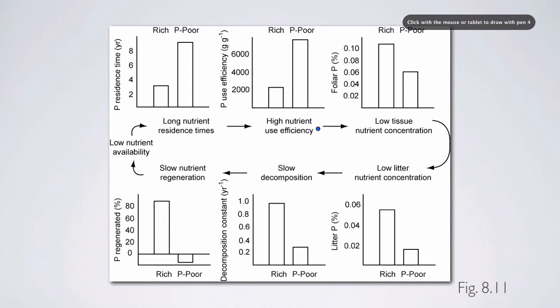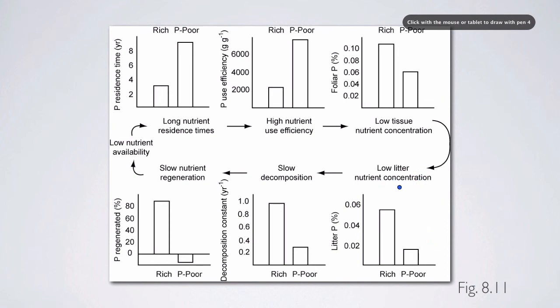Because it has a high nutrient use efficiency, there are low tissue nutrient concentrations. And we could probably draw the arrow a couple of different ways, but essentially in these high nutrient use efficiency sites, you get low tissue nutrient concentrations. And you can see that there are relatively low phosphorus concentrations here in the P-poor site. The low tissue nutrient concentrations are associated with low litter nutrient concentrations. So green leaves have low P concentrations, and leaf litter also has low phosphorus concentrations.